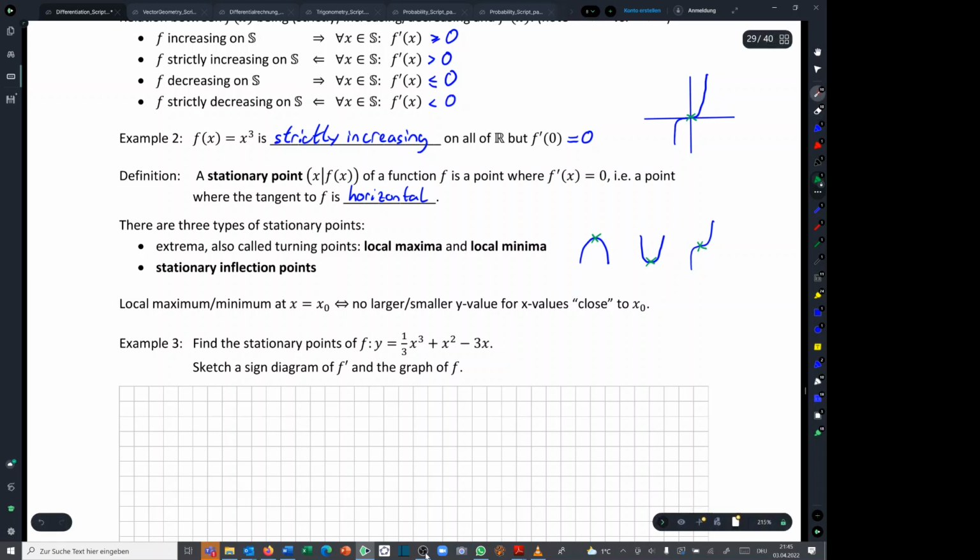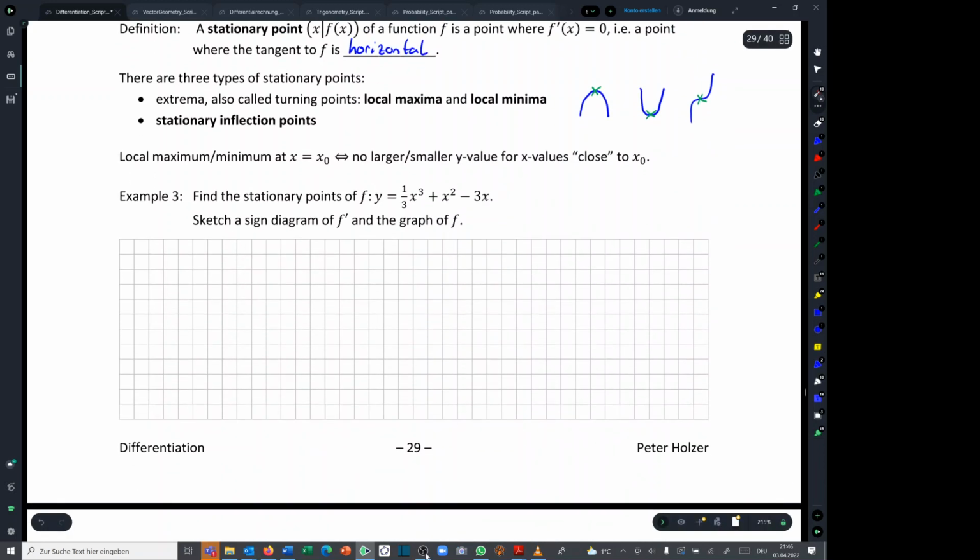And what is important for local maximum, minimum, what does it mean? When do we talk about the local maximum? It means that very close to this x value here, the y value at this point is the largest one. So if I have something like this here, this is nevertheless a maximum because very close here, it is the highest point. The opposite way, it's the same for a minimum.